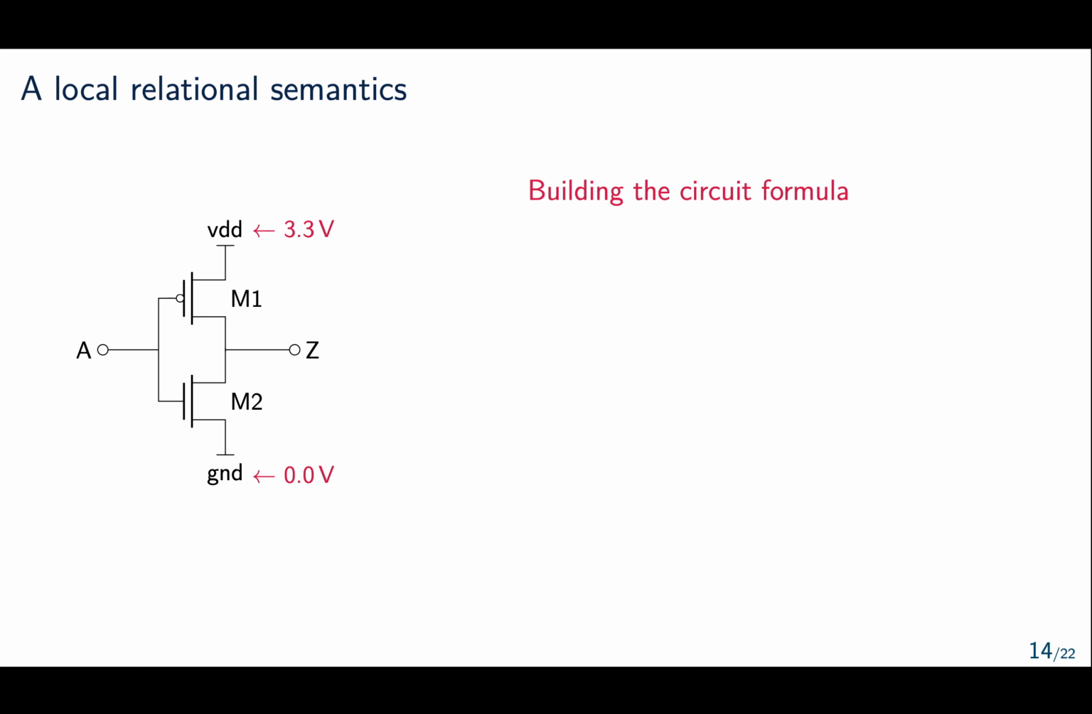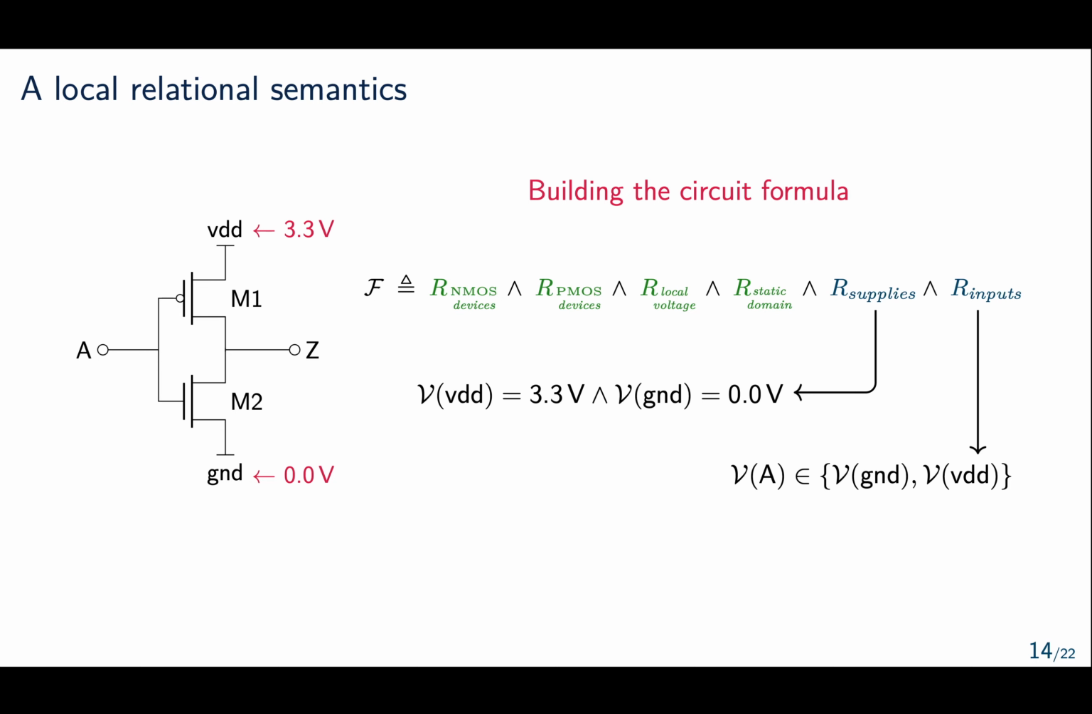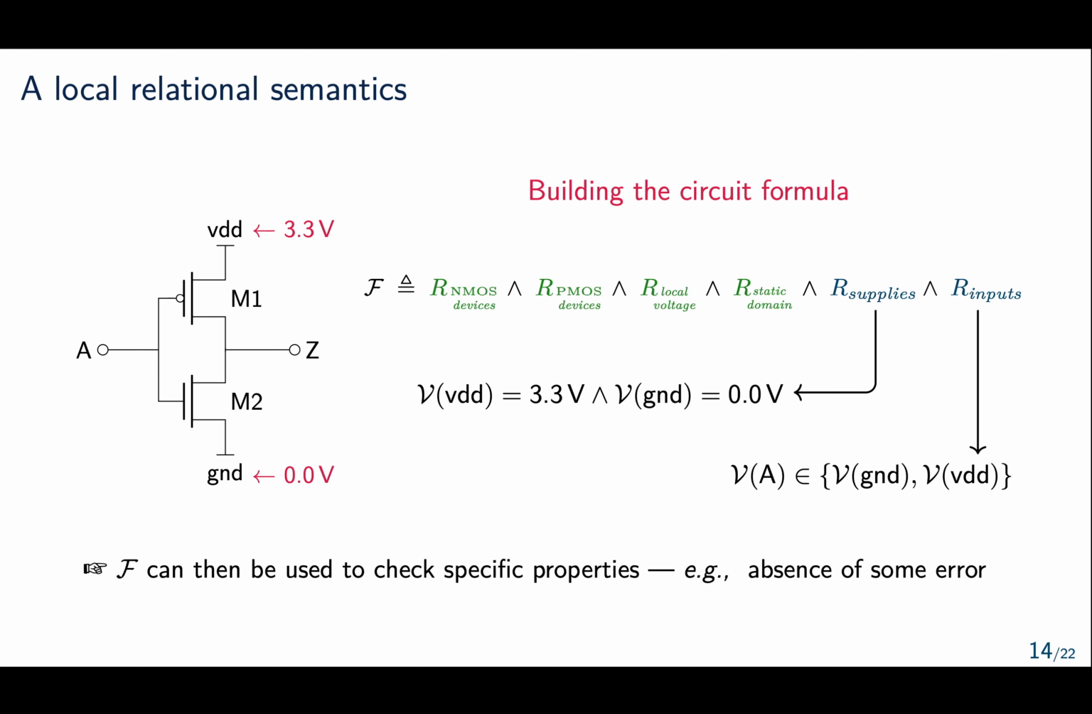We can now combine the constraints we have defined to build a circuit formula. We denote the circuit formula by F, and we define it as the conjunction of the semantics rules. We may also combine it with additional rules to specify constraints on supplies and inputs. For example, we may directly assign a voltage value to each supply and specify input values. The formula of the circuit can therefore be used to check specific properties using some existing SMT solver.